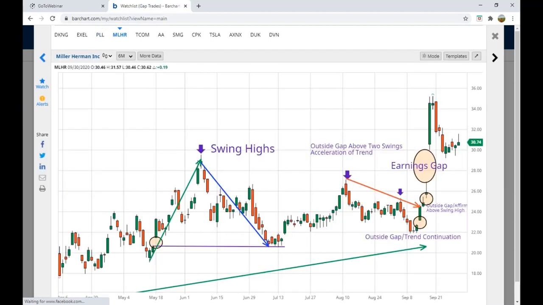Here's that Miller Herman. That was the one I showed you again. And you know, here's that affirmation, a change in trend, right? Broke out of a swing high, right? And then price returned to fill our gap. That's kind of how I like to trade them.